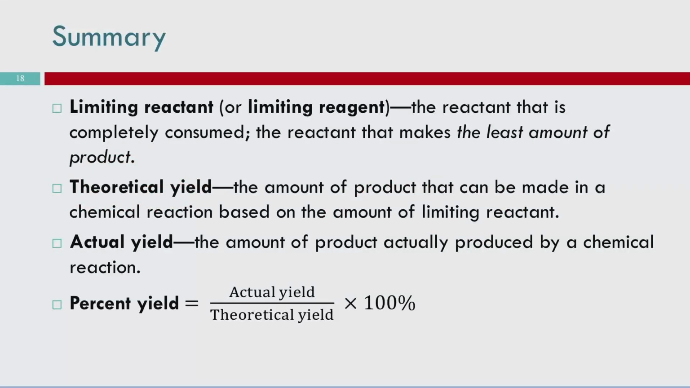That's how much you could make if everything went perfectly, and it's never going to. So what you actually get is the actual yield. That's your experimental yield. And then you can crunch the numbers, actual yield over theoretical yield, typically in grams, times 100%, you get percent yield out.